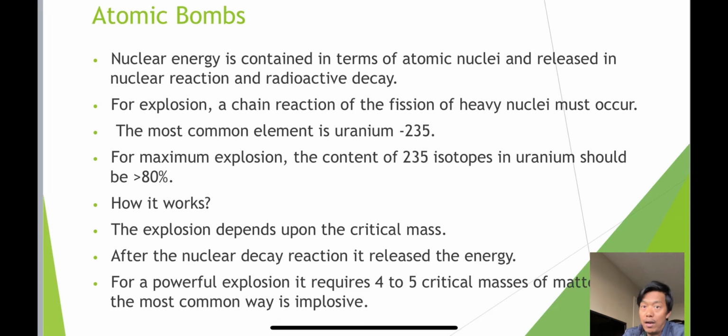Now we're going to explain how it works. Mainly the explosion depends upon the critical mass. After the nuclear decay reaction, it releases the energy. For a powerful explosion, it requires 4 to 5 critical masses of matter, and the most common way is implosive. So we discuss one by one, the chain reaction and the implosive.